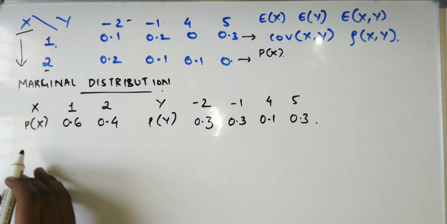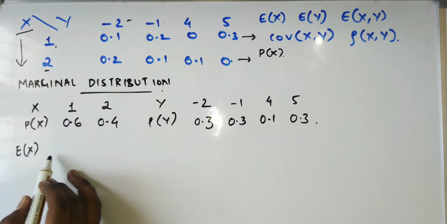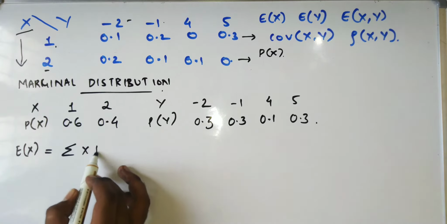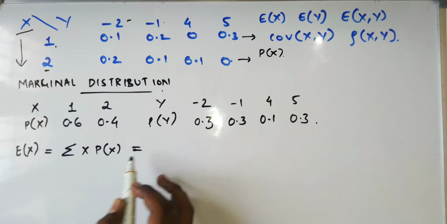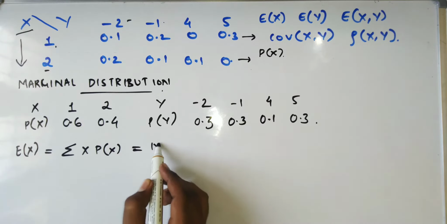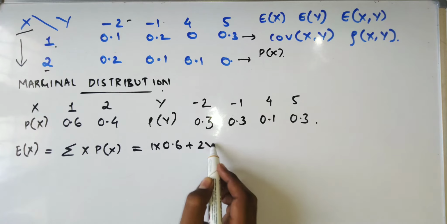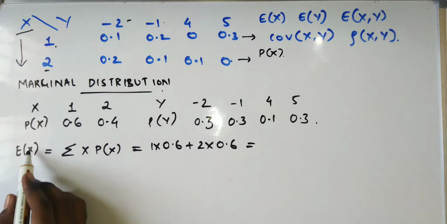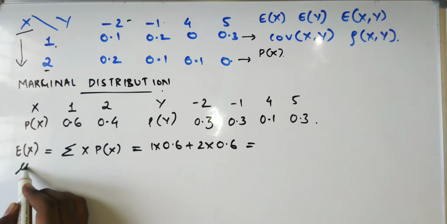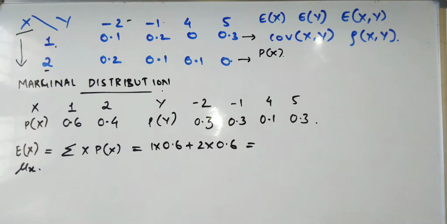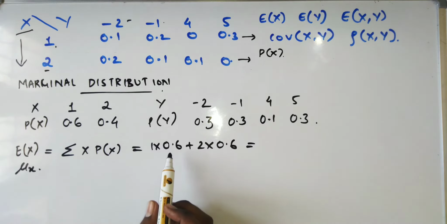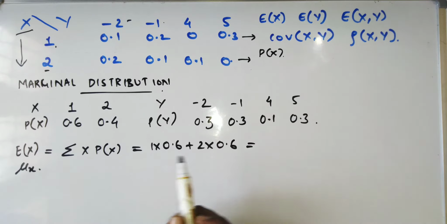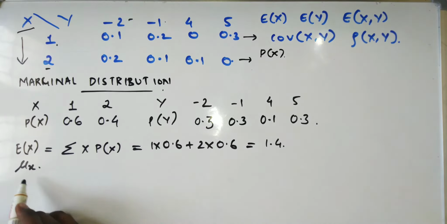So let us proceed by taking the expectation. It is nothing but the summation of x into p of x, correct? So 1 into 0.6 plus 2 into 0.4 is the answer. Expectation of x can also be denoted as mu x. So 0.6 plus 0.8 is 1.4, correct?